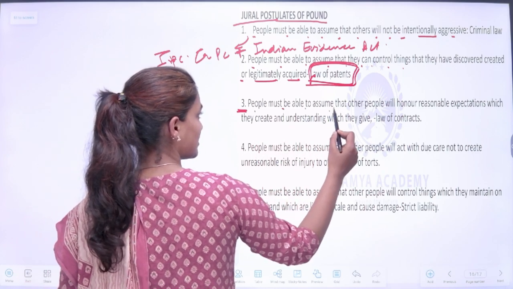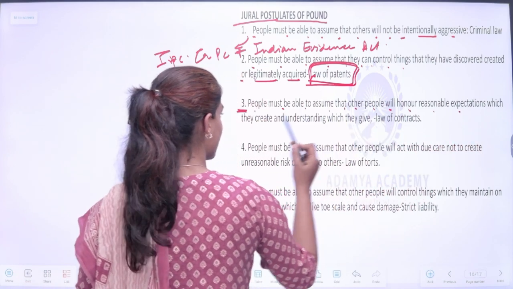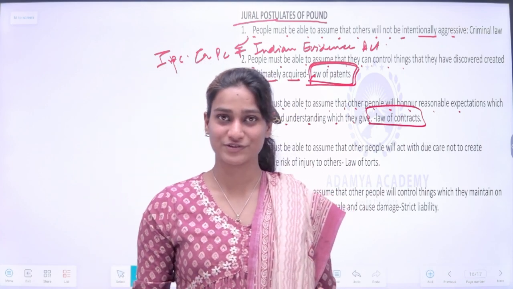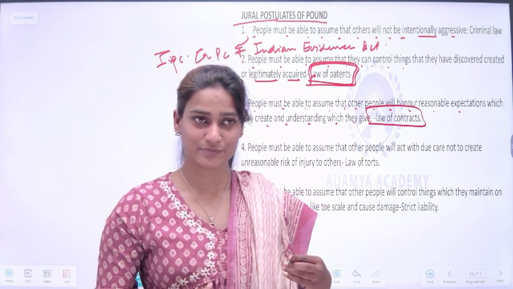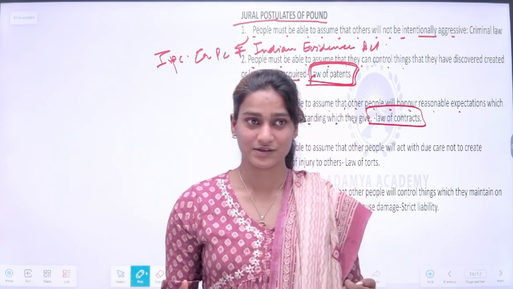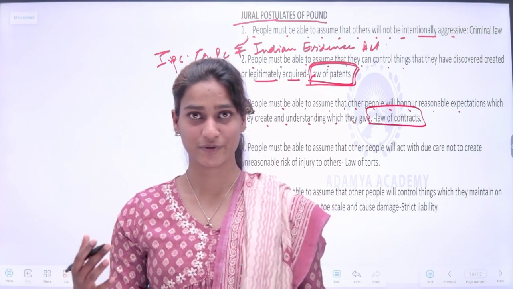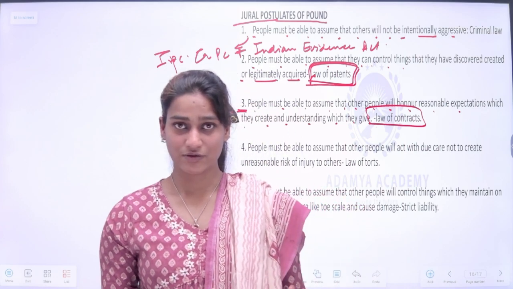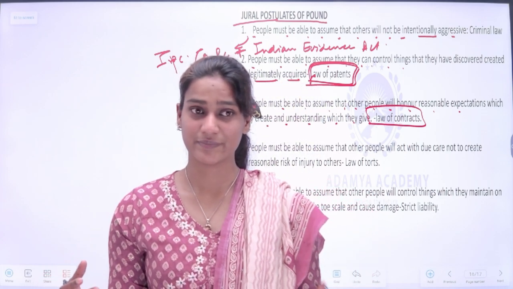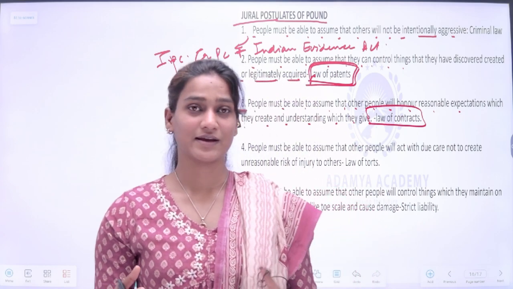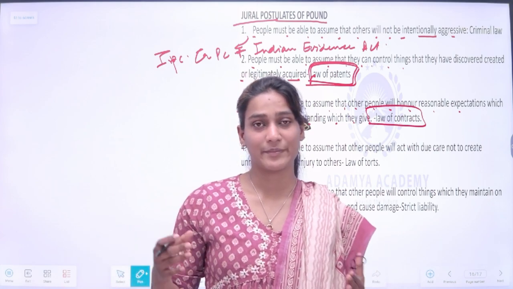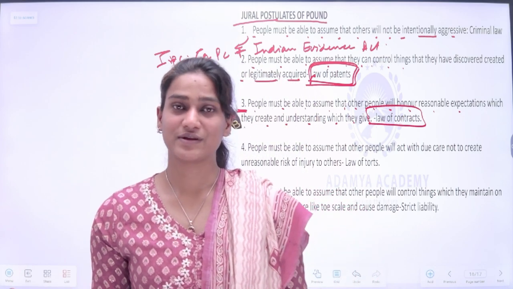Third, people must be able to assume that other people will honor reasonable expectations which they create and understanding which they give, which is law of contracts. So let us assume that there is a contract between party A and party B. Party A has to perform in a music concert in the family of party B. According to the contract, party A will get the remuneration after the performance. Party A has performed his part, but party B has not given the remuneration. It means that party B has not performed his part. So in this case, the law of contract will come into picture, and party B has to pay compensation as well as remuneration to party A.